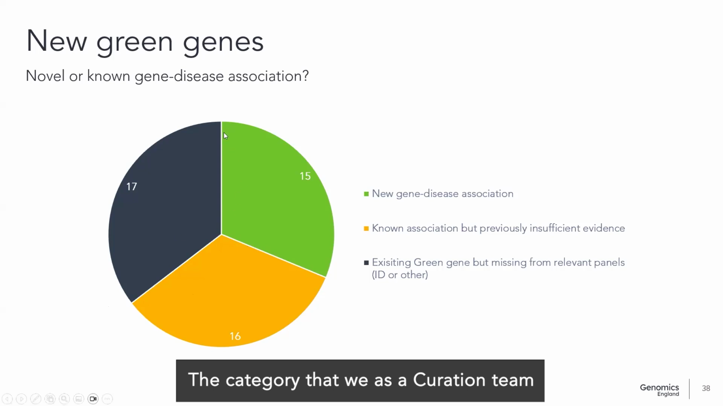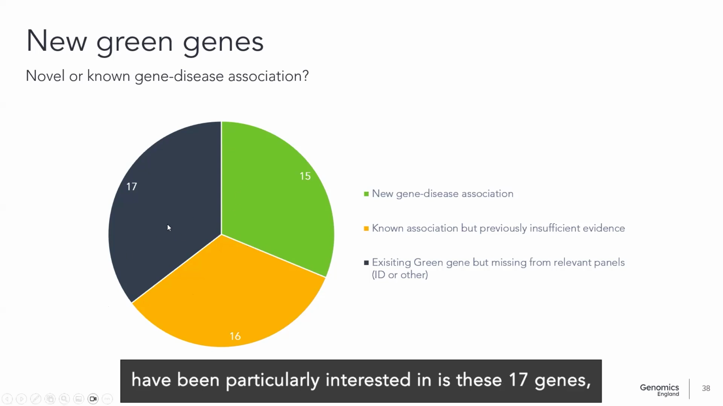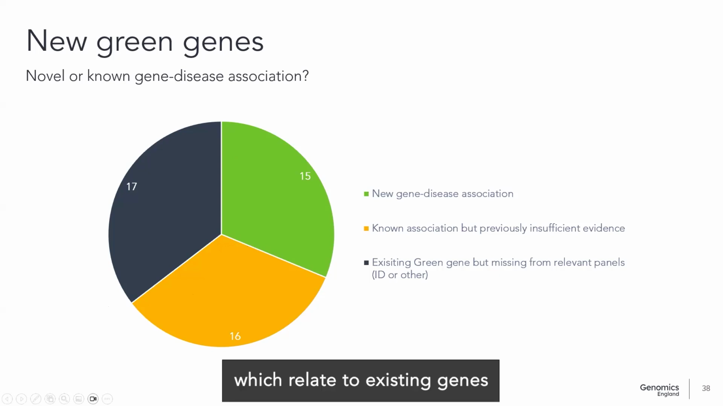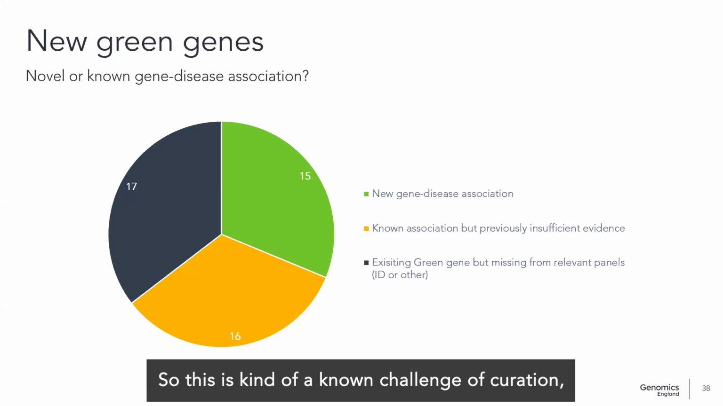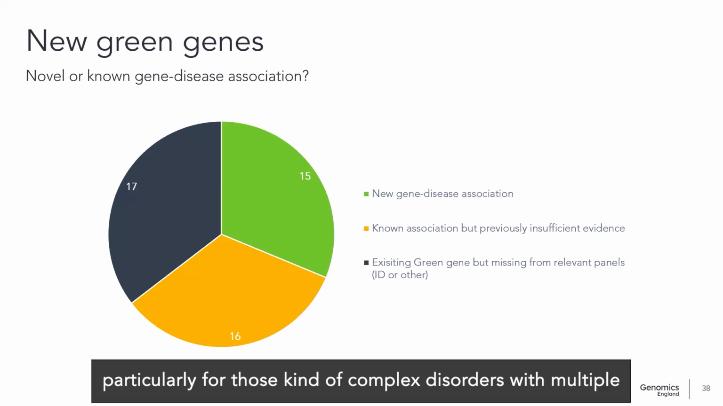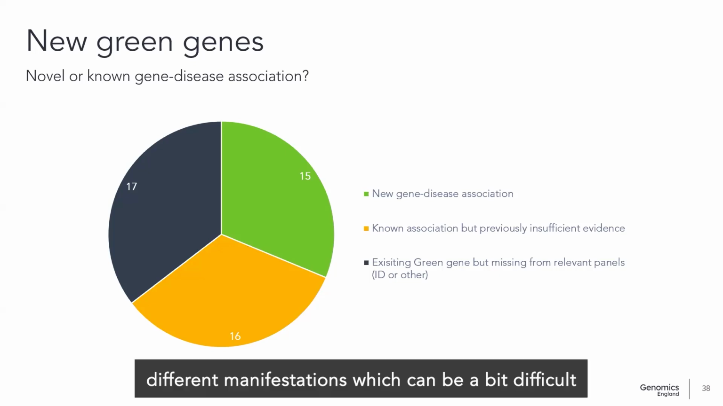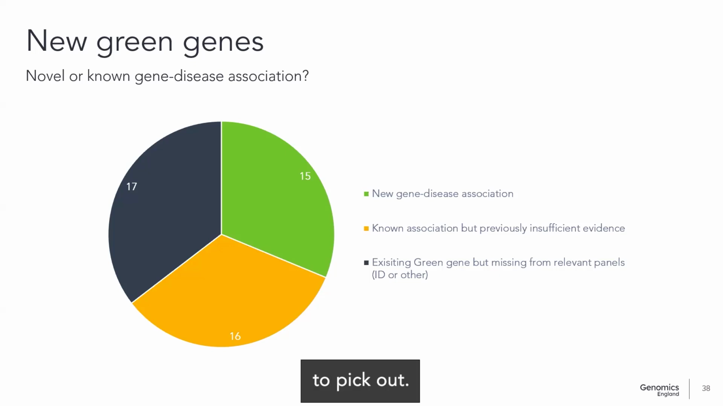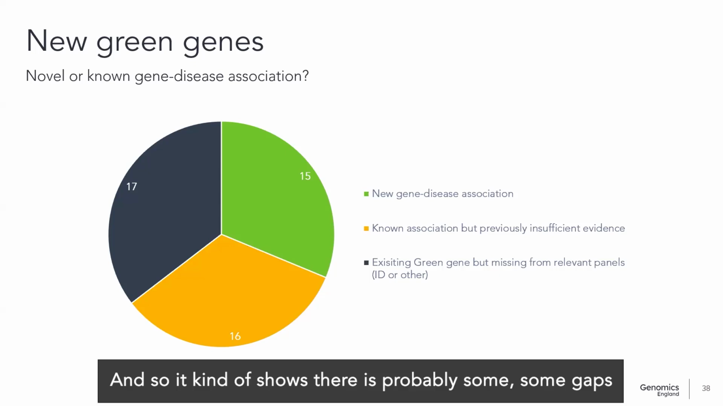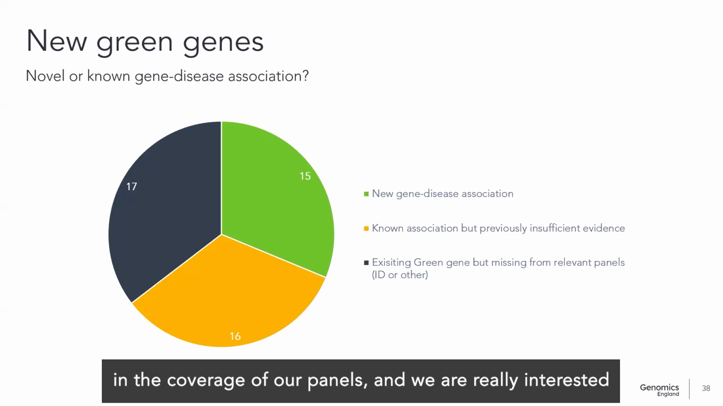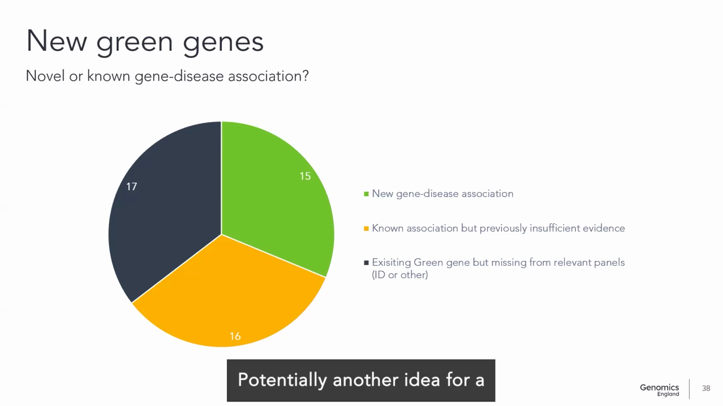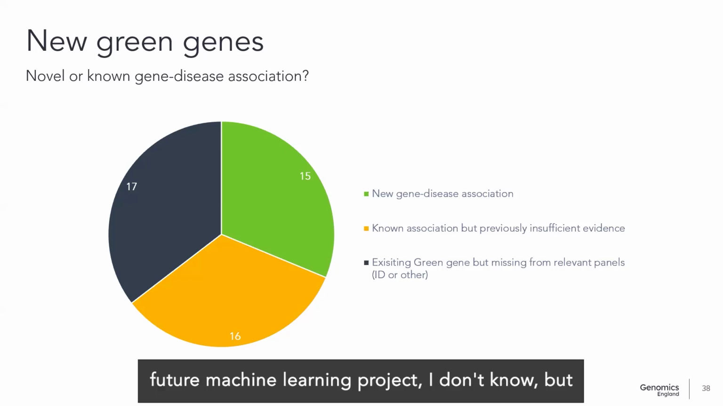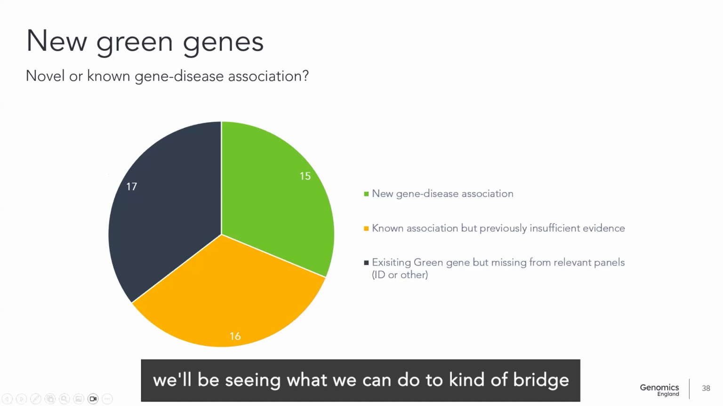The category that we as a curation team have been particularly interested in is these 17 genes, which relate to existing genes that were green on other panels, but were not green on all the panels that were relevant. This is a known challenge of curation, particularly for complex disorders with multiple different manifestations, which can be a bit difficult to pick out. It shows there are probably some gaps in the coverage of our panels, and we are really interested in exploring this area further to see how we can bridge that gap. Potentially another idea for a future machine learning project, I don't know, but we'll be seeing what we can do.